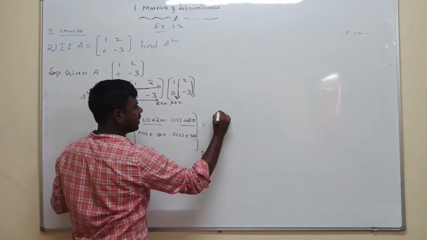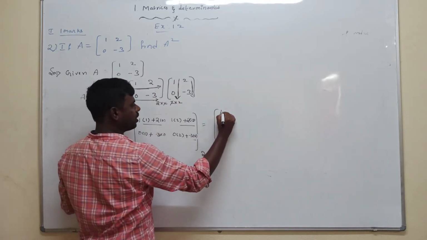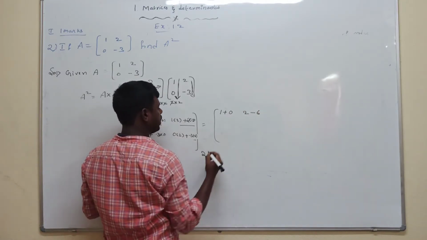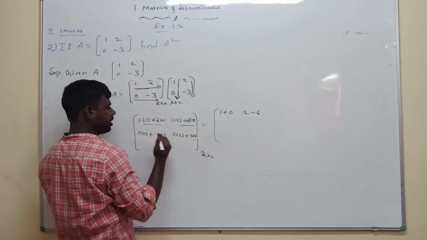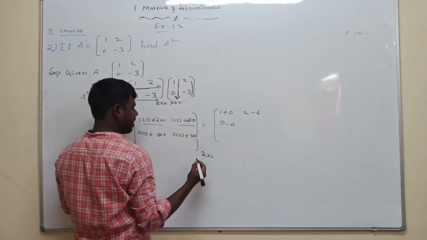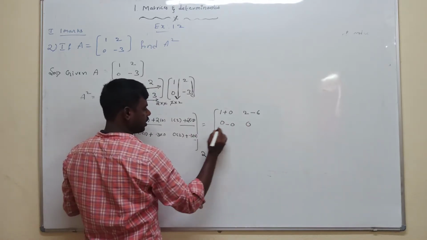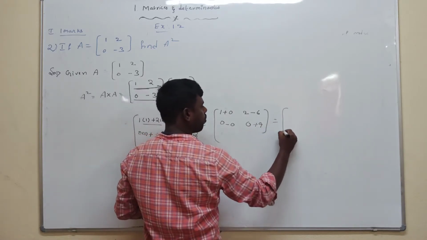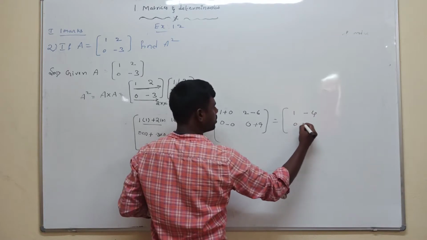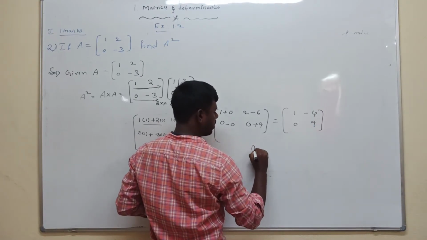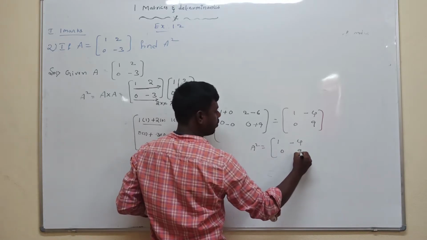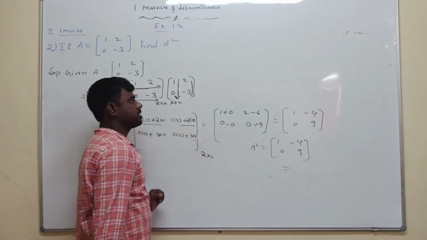So we get the elements: 1 into 1 is 1, 2 into 0 is 0, so 1. 1 into 2 plus 2 into minus 3 is 2 minus 6. 0 into anything is 0, 0 into anything is 0, and minus into minus gives plus 9. Finally, A square is equal to [1, -4; 0, 9]. This is A square.